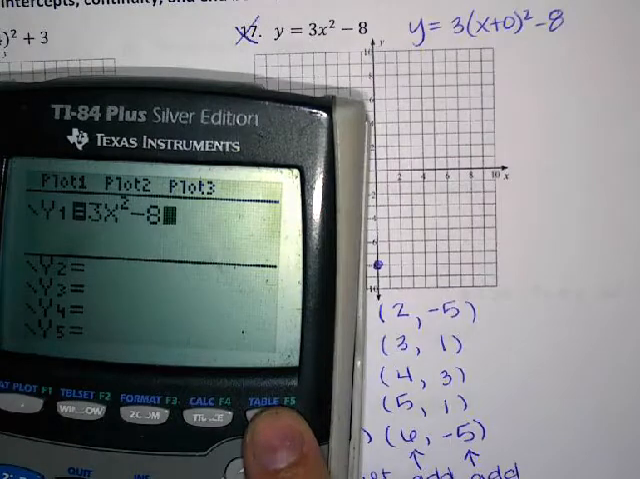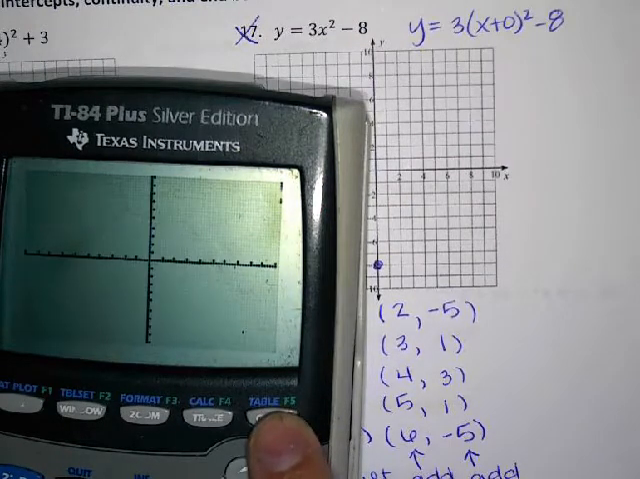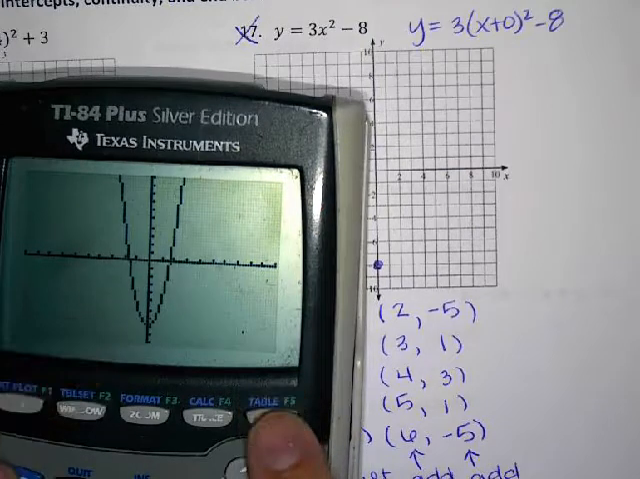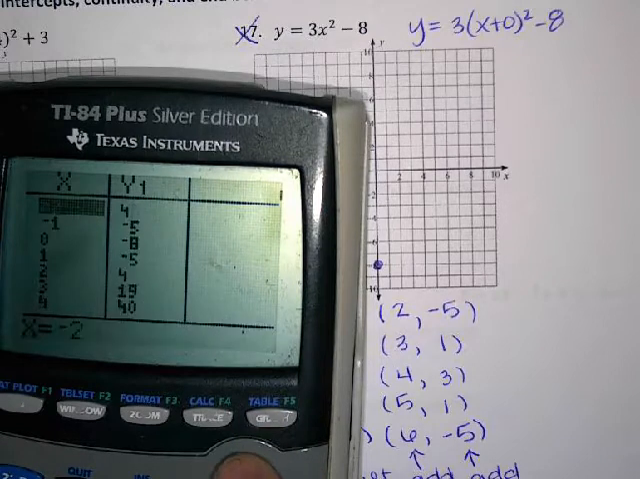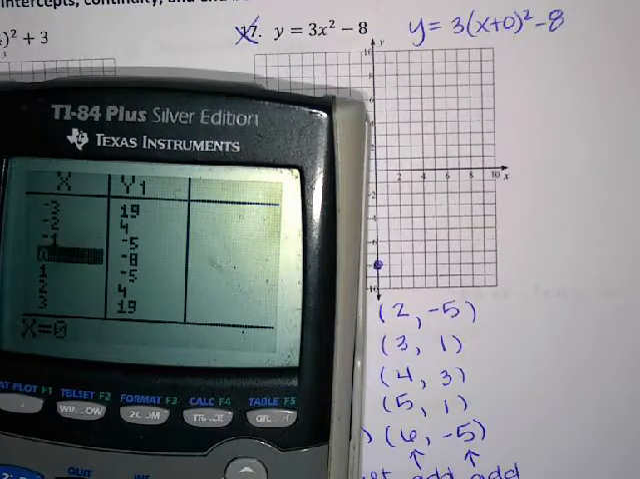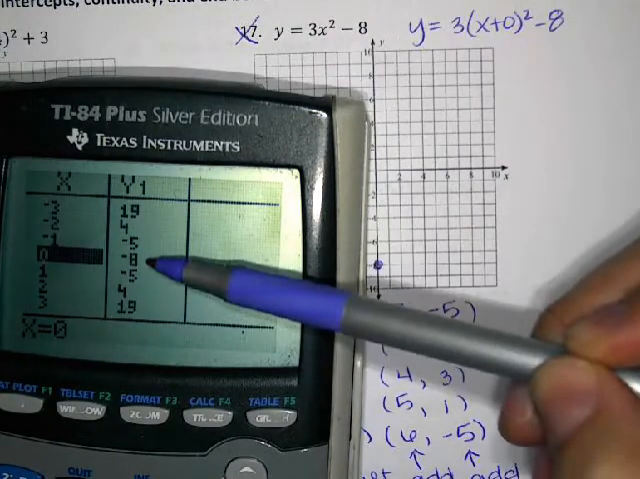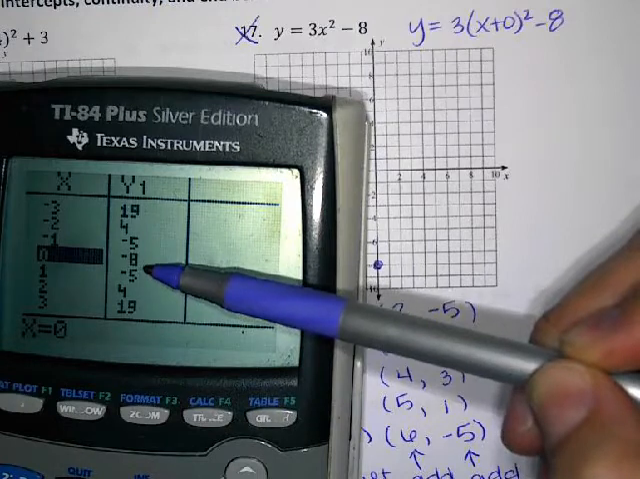And I would graph it. I'm going to ignore the picture for now. I'm going to just look at the table. And what I would do is I would get that vertex right in the middle. And then I would say, okay, this is the middle of the graph. I would graph a couple points this way and a couple points that way. And then that gives me the whole picture.